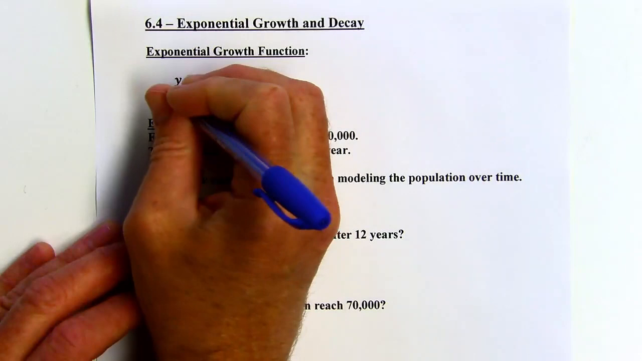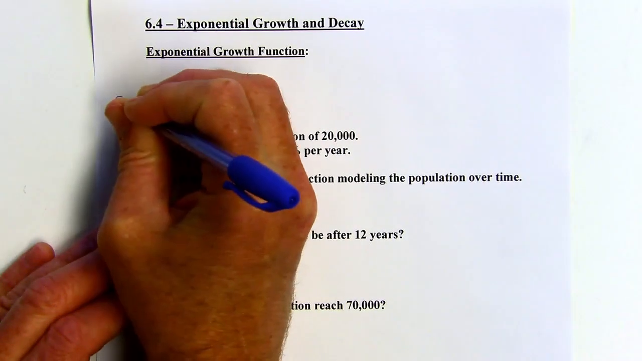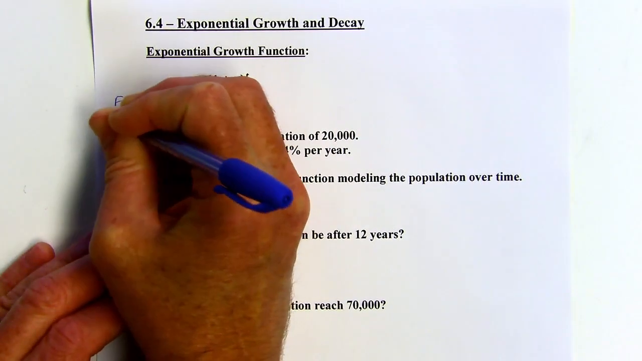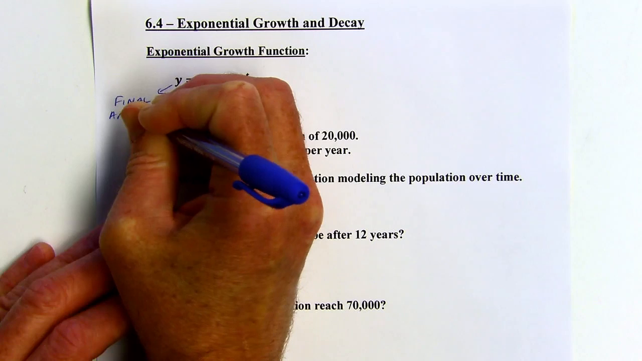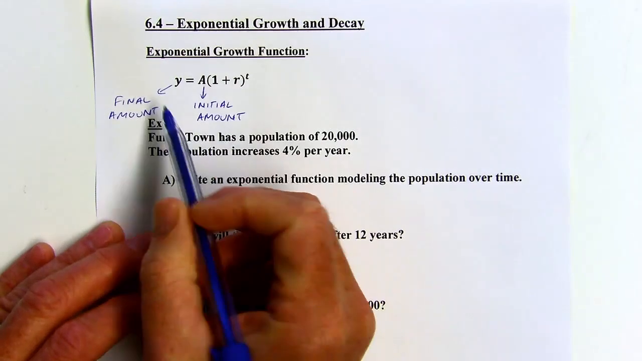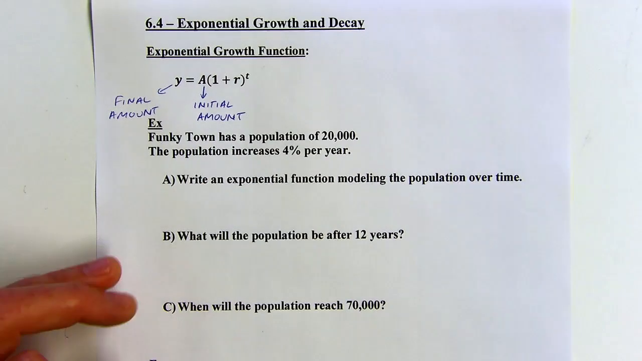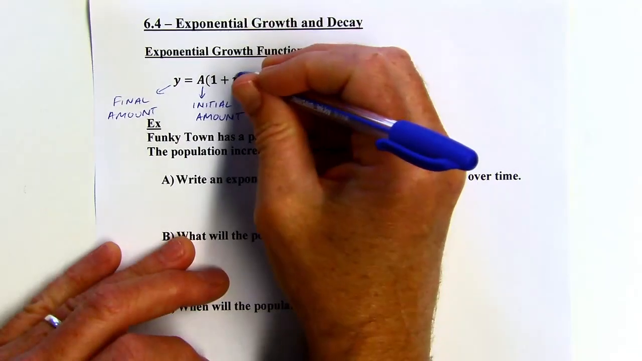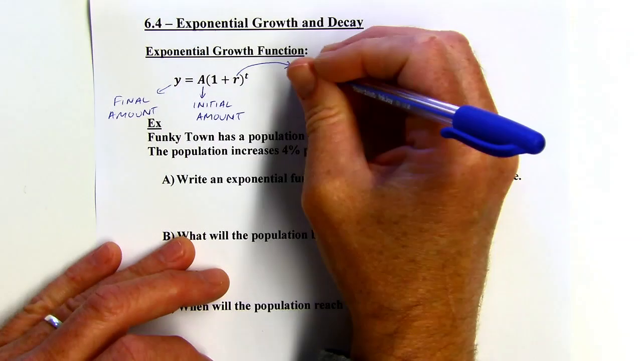The Y is going to be the final amount. So you might earn some interest, and then after a certain number of years, you take out a larger amount of money, and Y is going to be that larger amount of money. Okay. The R is going to be the rate.